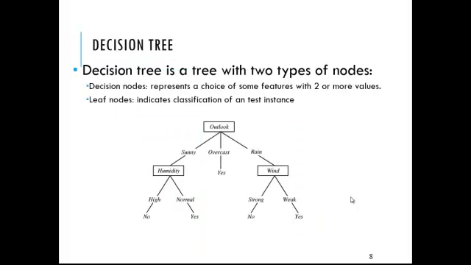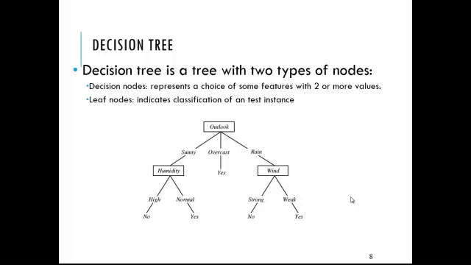So first we will use a decision tree to model his behavior. A decision tree is a tree with two types of nodes: decision nodes and leaf nodes. A decision node represents a choice of some feature with two or more values. Of course, if the feature has only one value, we don't have to make a decision. We have no other choices.